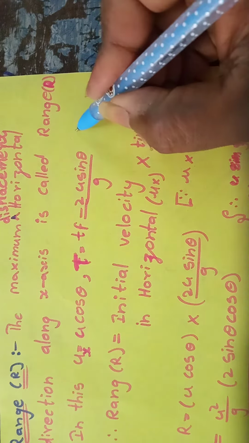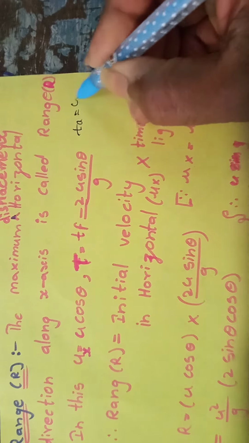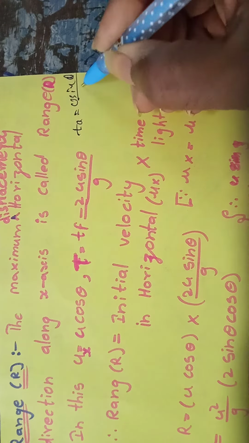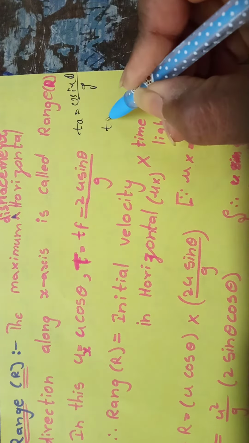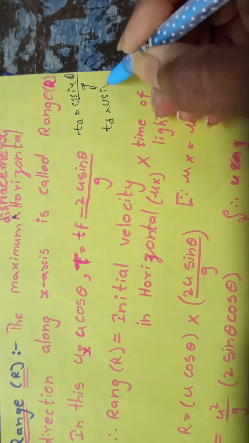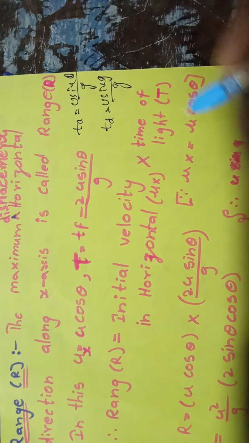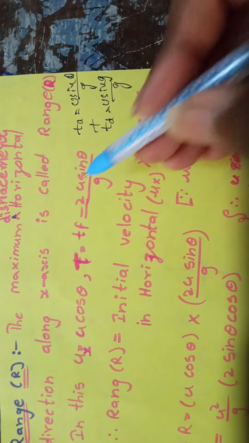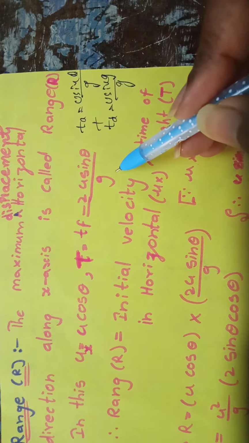Time of ascent is u sin theta by g. Time of descent is also the same, u sin theta by g. You can add the time of ascent with the time of descent, and you will get 2u sin theta by g.